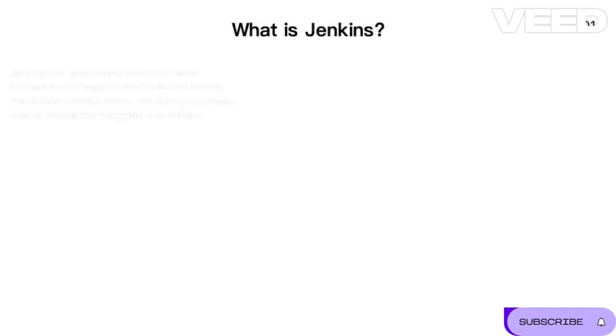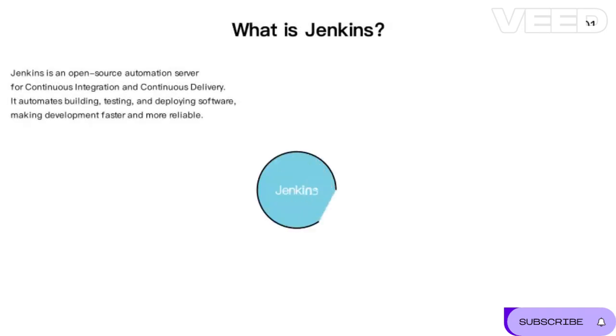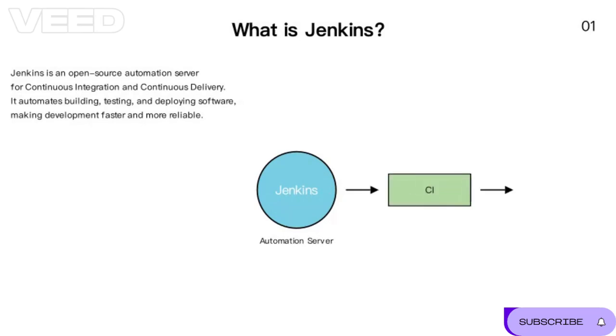Jenkins is a powerful open-source automation server that revolutionizes software development. It serves as the backbone for continuous integration and continuous delivery pipelines, automating the repetitive tasks of building, testing, and deploying applications. This automation makes development cycles faster, more reliable, and reduces human error.